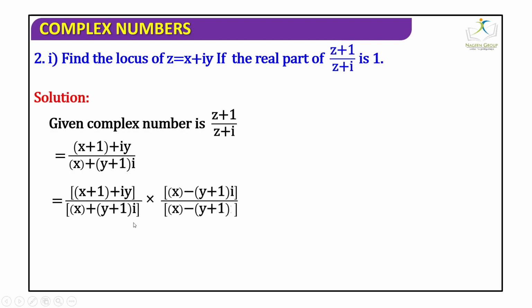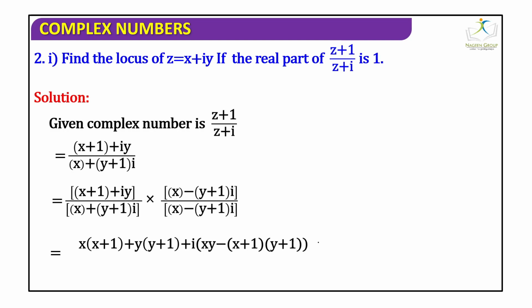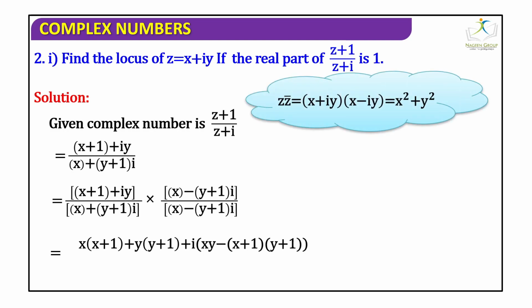So how do we rationalize from here? We take iota, replace it, and multiply by minus iota and divide by minus iota, right? We take the same term and multiply and divide by it. So it will be equal to, here we have, x into x plus 1 plus y into y plus 1 plus iota into y minus x plus 1 into y plus 1, right? And in the denominator we always have a formula that is equal to z into z bar.